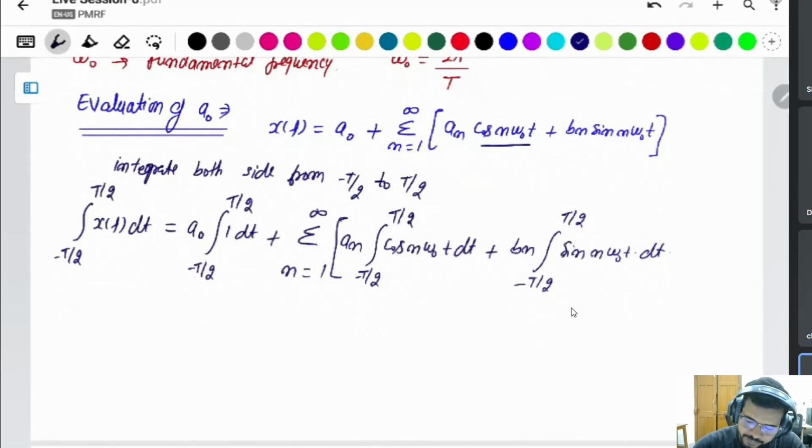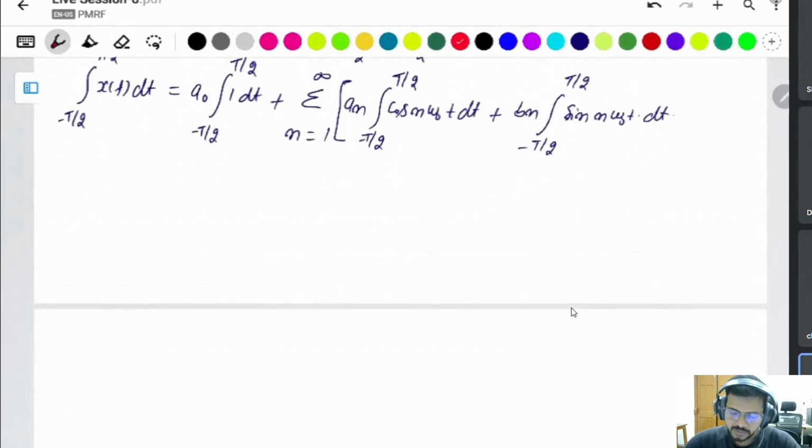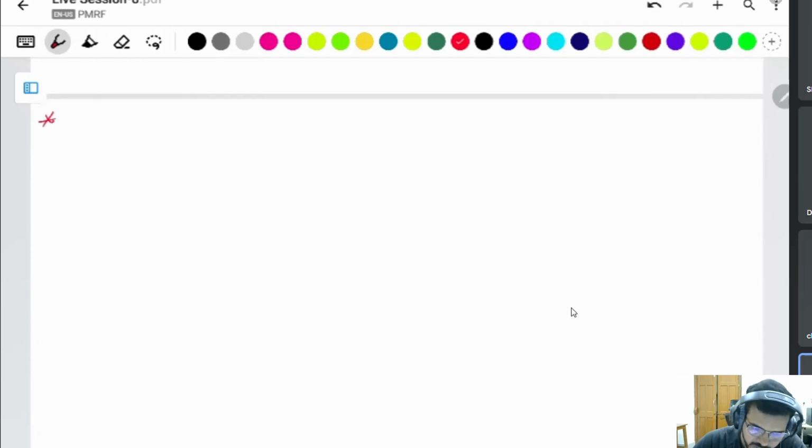Okay, in the first term only a constant is there, so its integration is t with limits T by 2 to minus T by 2, and you can calculate easily what happens there. There are three types of terms which we want to integrate.